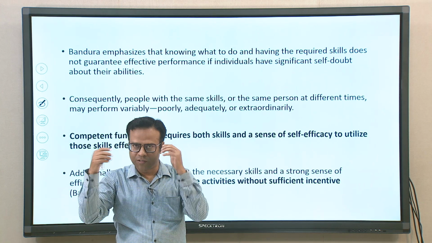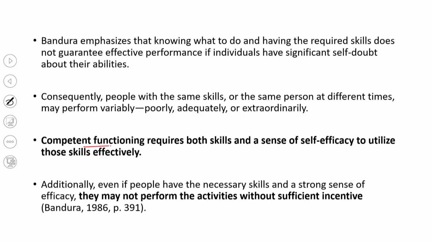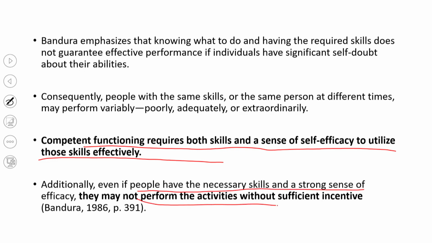So, this is a very psychological construct. So, competent functioning requires both skills and self-efficacy to utilize those skills effectively. You may have skills, but to utilize that skill effectively, you need self-efficacy. Both are required. Even if people have the necessary skills and a strong sense of self-efficacy, then obviously another factor like incentive may also play out and so on. But the idea is having skills automatically does not translate into actions and performance. Self-efficacy is also an important factor.